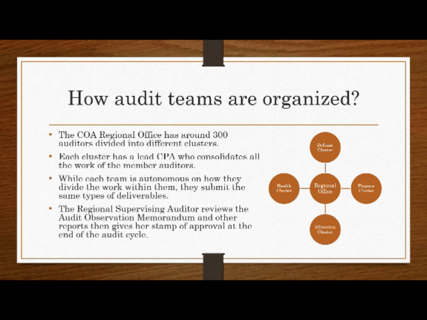Since this system is for the auditing teams that are under the COA's regional office, it is important to understand how they are organized. The COA regional office has around 300 auditors divided into different clusters, and each cluster has a lead CPA who consolidates all the work of the member auditors.